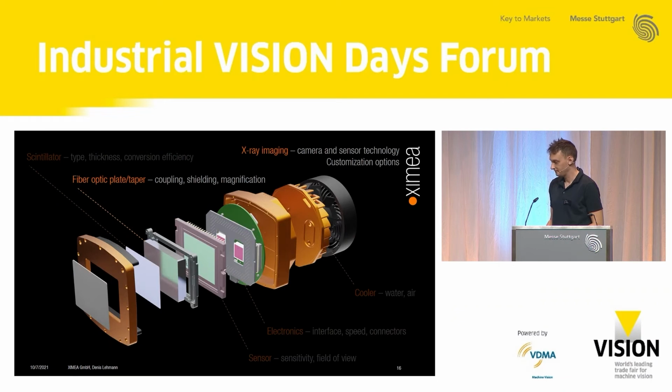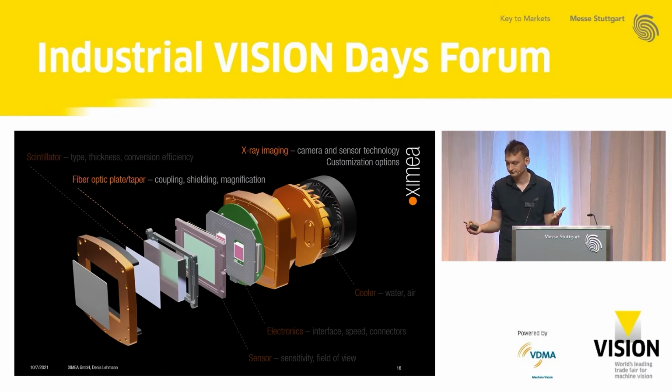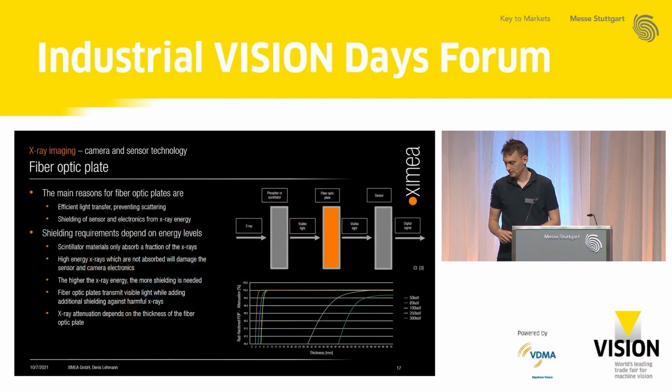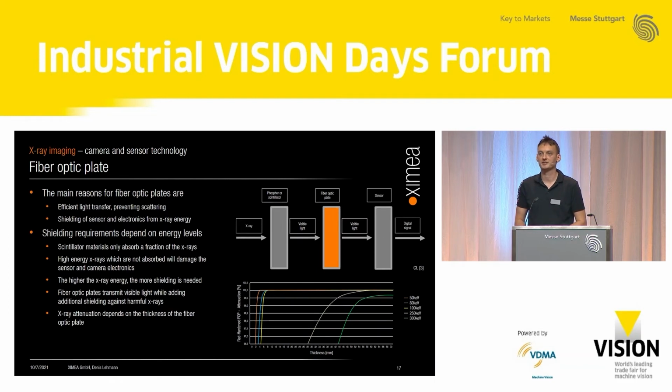Once the light is emitted, it hits the fiber optic plate. Fiber optic plates, as the name suggests, have millions of internal fibers that channel photons from the one end to the other end. They, so to say, ensure that the photon arrives at the right pixel. That means they prevent scattering of light. So while they transmit visible light and prevent scattering, they also have another third feature, which is they shield the electronics and the sensor from harmful radiation.